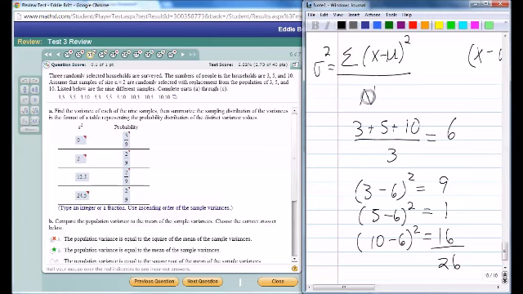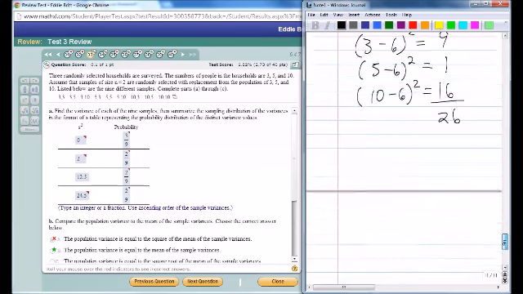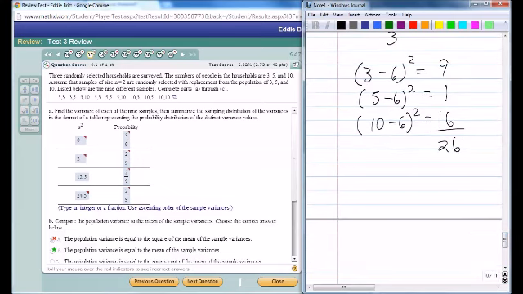And then divide by n, the number in our whole population. Here n is 3. So 26 divided by 3 is 8.6 repeating. So that's the variance. If you want to round it to 2 places, round it to whatever you want to, but that's your variance for the population.